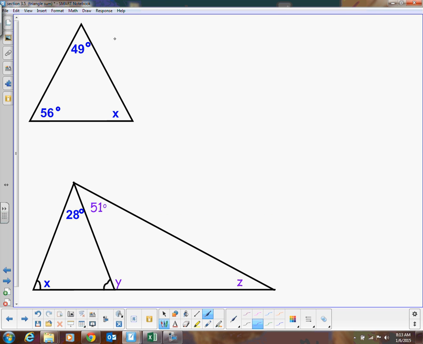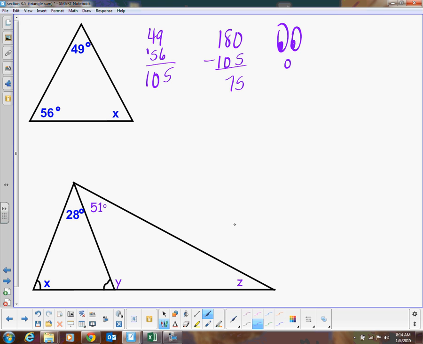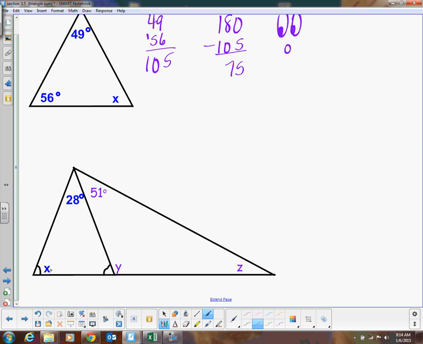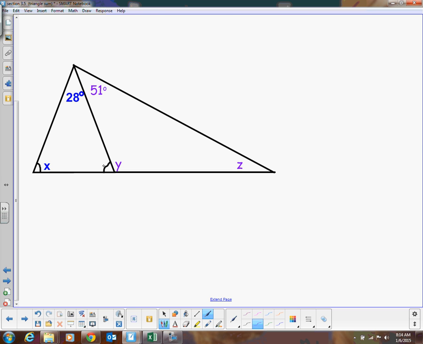All right, here we go. How do we find x? 49 plus 56 is going to be 105. Subtract that from 180, and we're going to get 75. Do I have to see this work? If I don't see this work, will you get credit on your homework? No. All right, what do these two little arcs down here mean? Congruent. So if this is x, what is this?